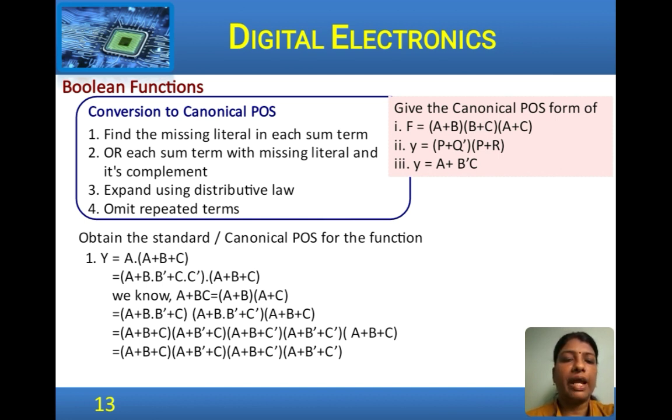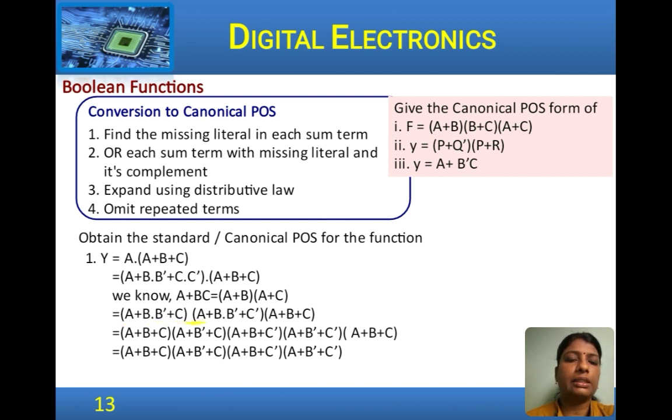So, the example of a dot a plus b plus c, the first term, b and c are missing. So, this can be written as a plus b dot b dash and c dot c dash. And then we know from the distributive law, a plus b c is a plus b into a plus c. So, use that over here.